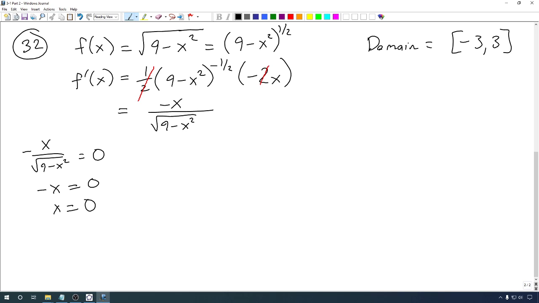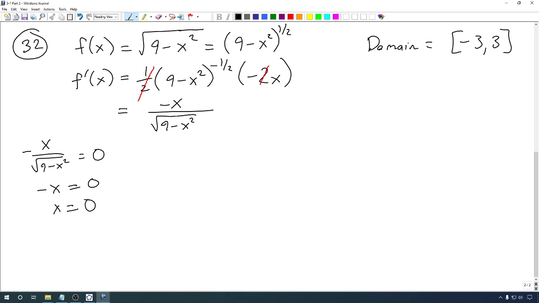What about the derivative not existing? This essentially is going back to a domain question. What is the domain of this derivative? Well, there's two things here now. Where's the bottom equal to 0, and where is a negative under the square root?